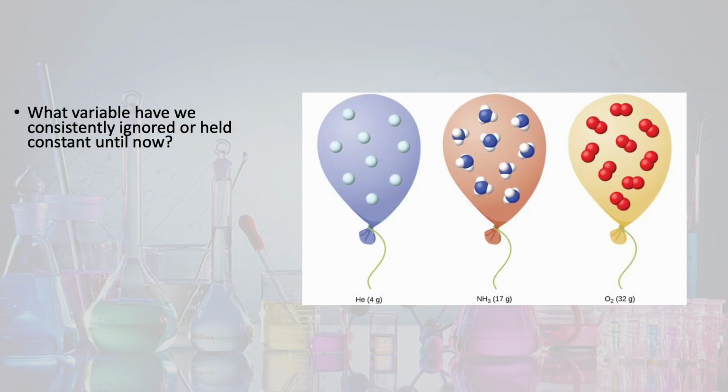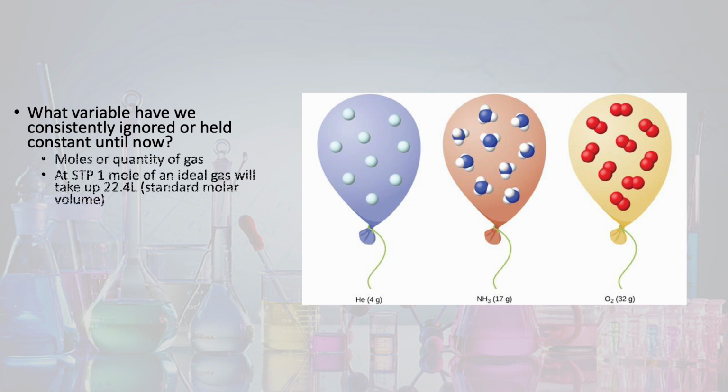So up until this point, there's one variable that we've been consistently ignoring, right? And that is the quantity or number of particles or moles of gas in our practice problems and our hypothetical situations, right? So up until this point, we've been mathematically ignoring moles or quantity of gas. So we're going to quickly cover the last law that deals with this, right?